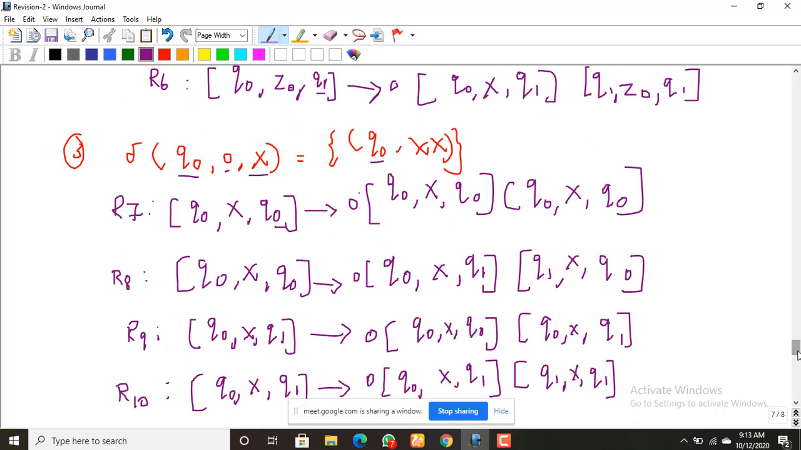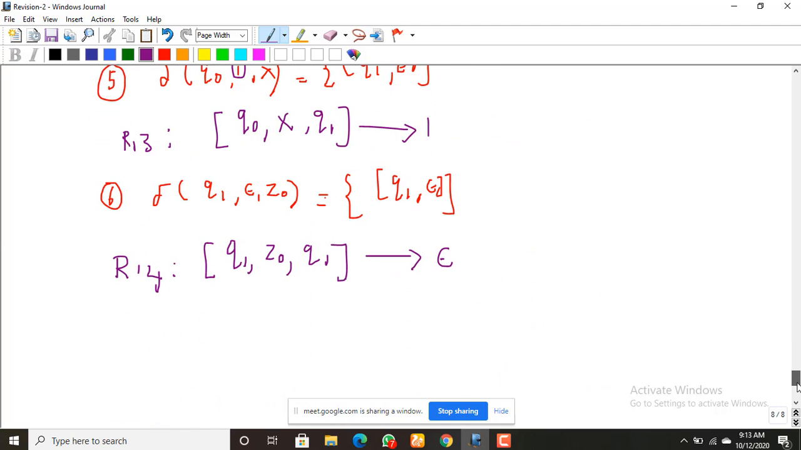This part is almost over. In the last step, you have to eliminate the unwanted production rules. Then in the next step, you will do some renaming operation. Take one production rule, for example Q naught x Q1. This is the left hand side. You will replace this Q naught x Q1 by A. So this is the last step.